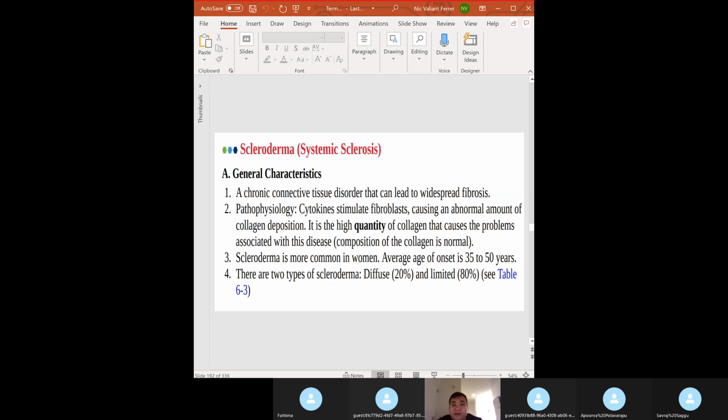In terms of scleroderma, you have a chronic connective tissue disorder. The cytokines stimulate fibroblasts, causing abnormal collagen deposition. It is a high quantity of collagen, more common in women.